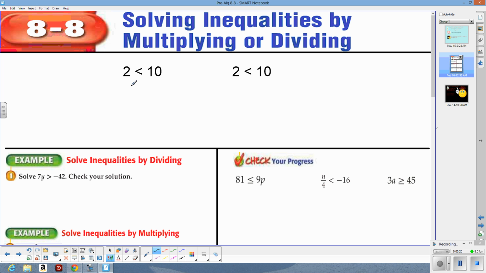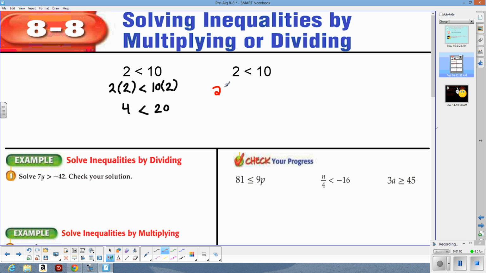So let's start with the inequality 2 is less than 10. You agree 2 is less than 10, right? Well, now let's multiply both sides by positive 2. So the left side is going to be 2 times 2, and the right side is going to be 10 times 2. 2 times 2 is 4, and 10 times 2 is 20. 4 is less than 20. No problems there.